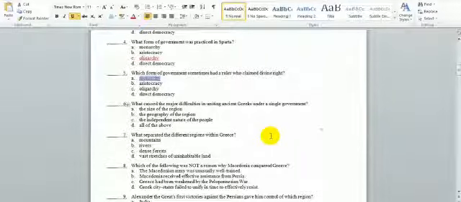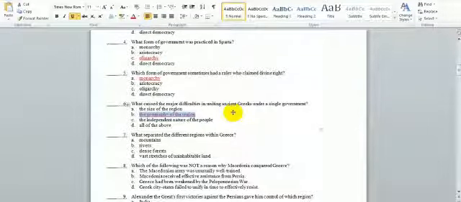Number 6, what caused the major difficulties in uniting ancient Greece under a single government? The size of the region, the geography of the region, the independent nature of the people, or all of the above? The right answer for this question is the geography of the region. And the geography of the region, how vast it was, made it not easy to control the whole territory.